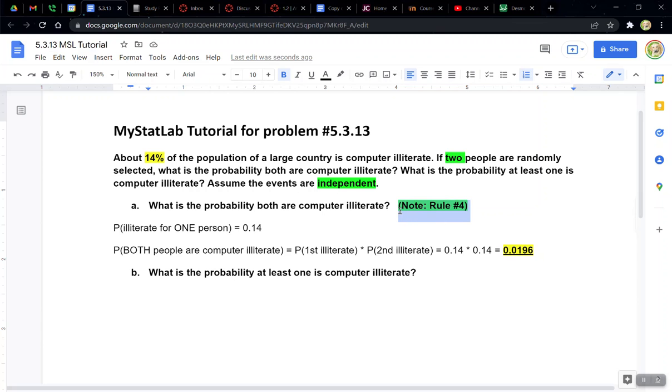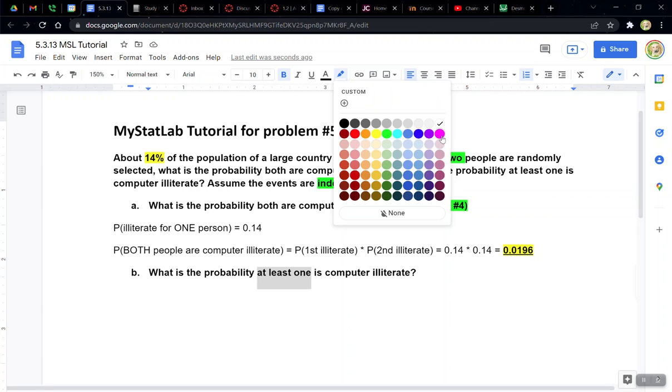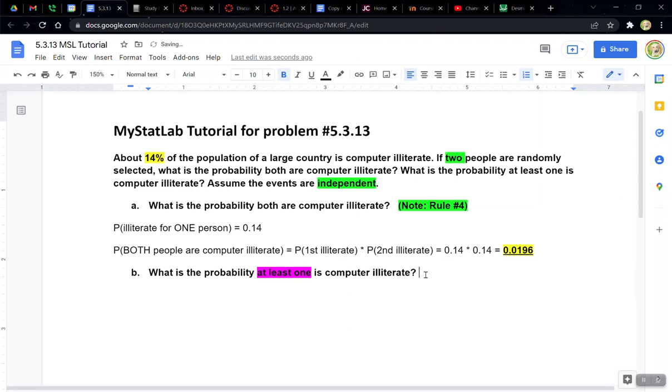Now, down here, because it says at least one, right? What's the probability that at least one is computer illiterate? Because of that, we're going to use rule number 5, right? Because it's more than one person and it's independent and it's at least one, right? So all of those things are true.